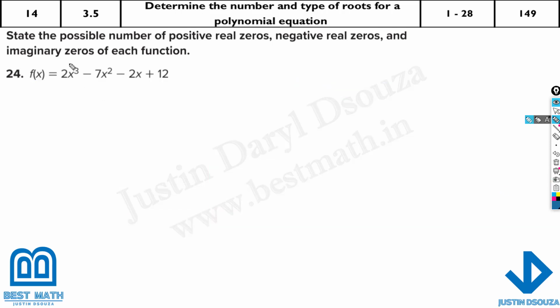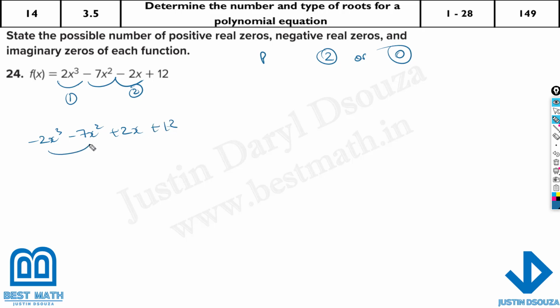Back to cubic, you can use calculator to check the values. Here it's 1, and then over here, it's 2. So positive is 2 or 0. What about negative? This is going to be minus 2x cubed minus 7x squared plus 2x plus 12. So it's only one sign change over here because then it's again positive itself. Only over here minus to plus changes. So it's 1. How many are the imaginary? So over here it can be only 2 imaginary.